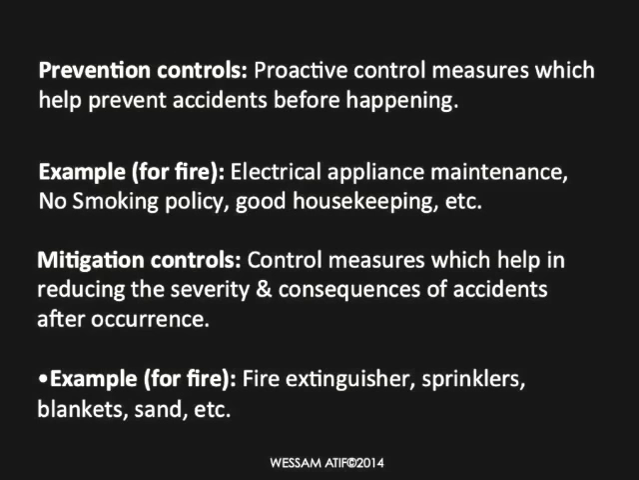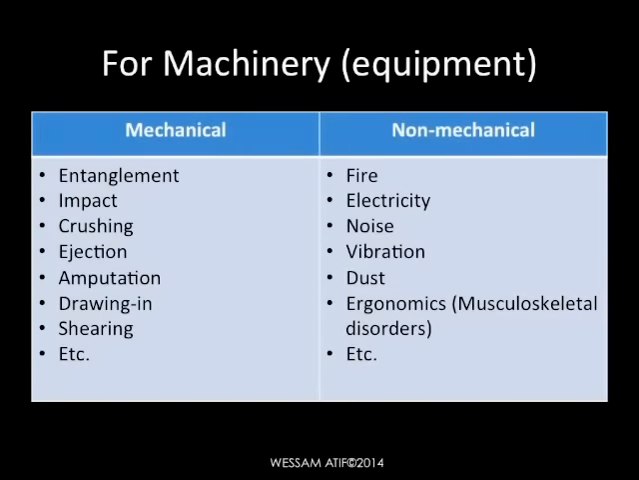Okay. And then, of course, we said you must check: have you followed the hierarchy of control when you are designing your control plan? So make sure that you always start with prevention and you go down until you reach your last resort, whether it's PPE or disciplinary actions. Okay. Now for machinery, and this is only for machinery or pieces of equipment, you must make sure that in the hazard analysis you've covered both mechanical and non-mechanical. So mechanical examples like entanglement, impact, crushing, injuries, ejection, amputations, drawing in, shearing, etc. And you must make sure that you cover the controls for that, for any piece of equipment.